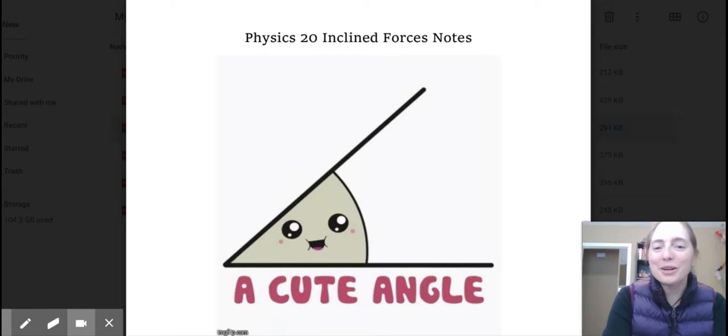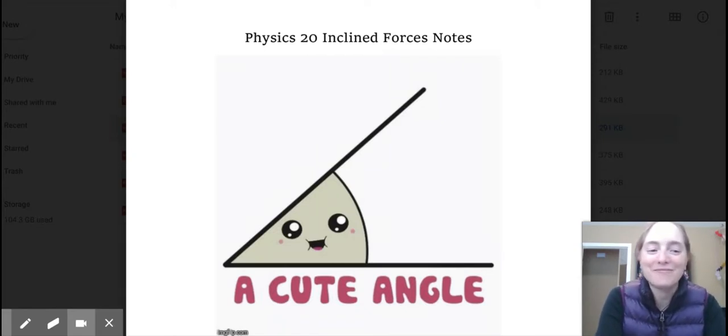So what we're going to be looking at today is inclined forces. Do you guys like the pun? It's a cute angle. Yeah, pretty awesome. Love that one.